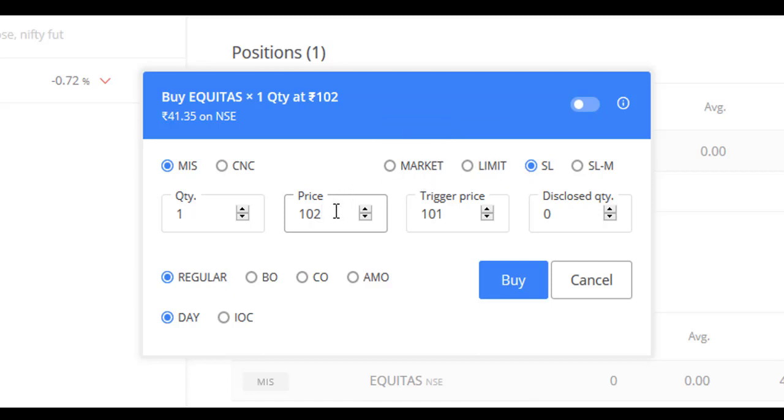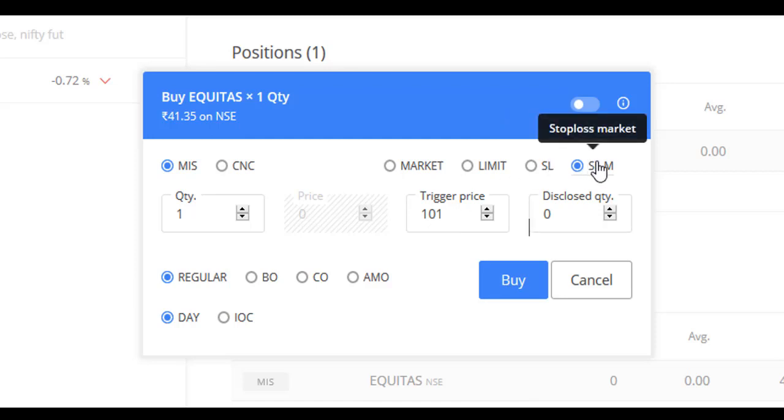You can also keep the same price and trigger price. When the trigger price is hit, your order will be triggered at the same price. That is something I use for my trades. Then stop loss market order, that is a market order. When your trigger price is hit, your order will be triggered at the market price. For example, if your trigger price is 101, when the price hits 101, your order will be executed at the market price.